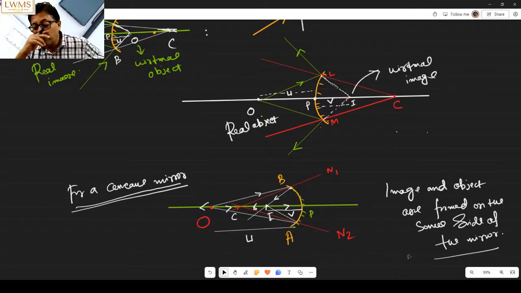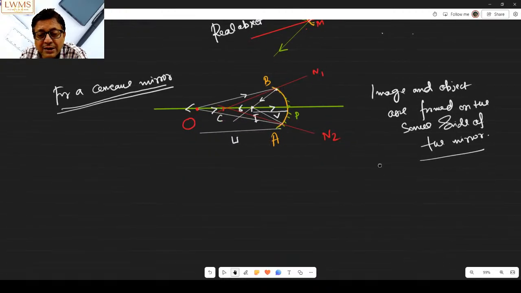Now the problem will be there when we want to relate U and V in the previous case or in this case, because with respect to the pole as origin, the position of image and object is going to change. We have to formulate a fixed sign convention to relate all those things. Before that, let us do this.